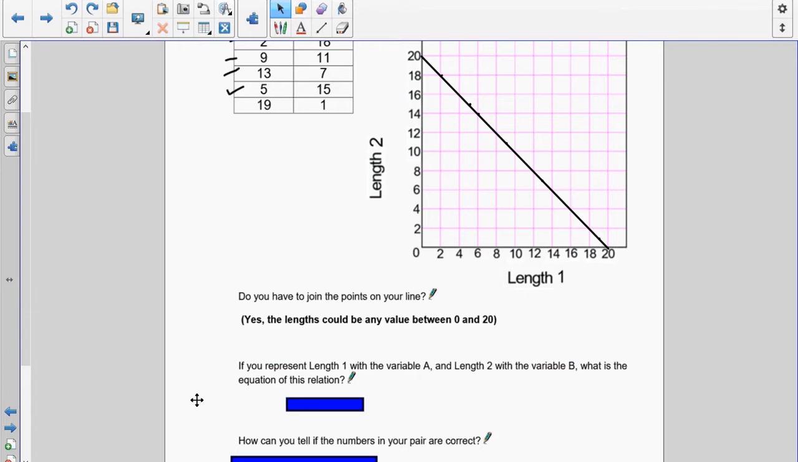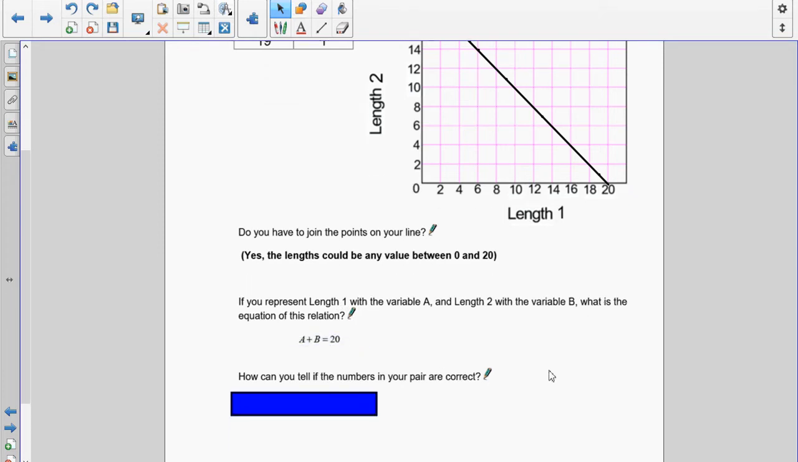So what I'm going to do is choose the letter A to be the length of the first piece, and I'm going to choose the letter B to be the variable representing the length of the second piece. So if I take A and B and put them together, they've got to equal 20. So there's my equation. And this is the way I can double check things.